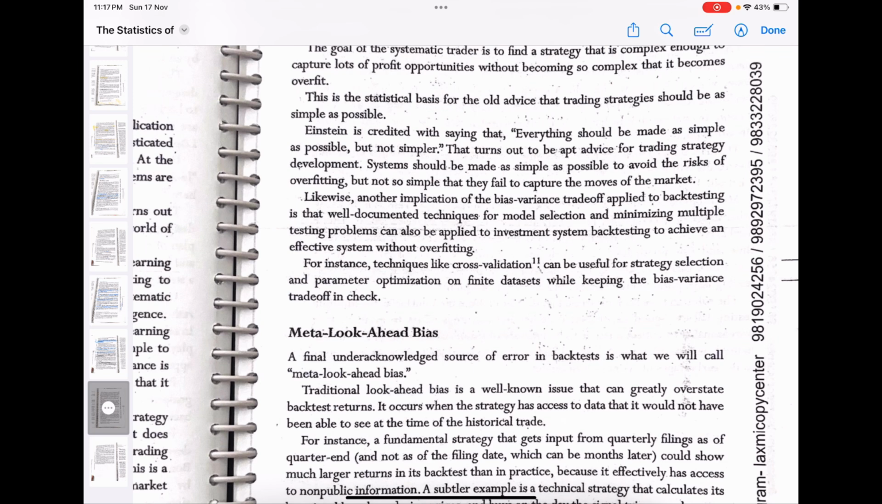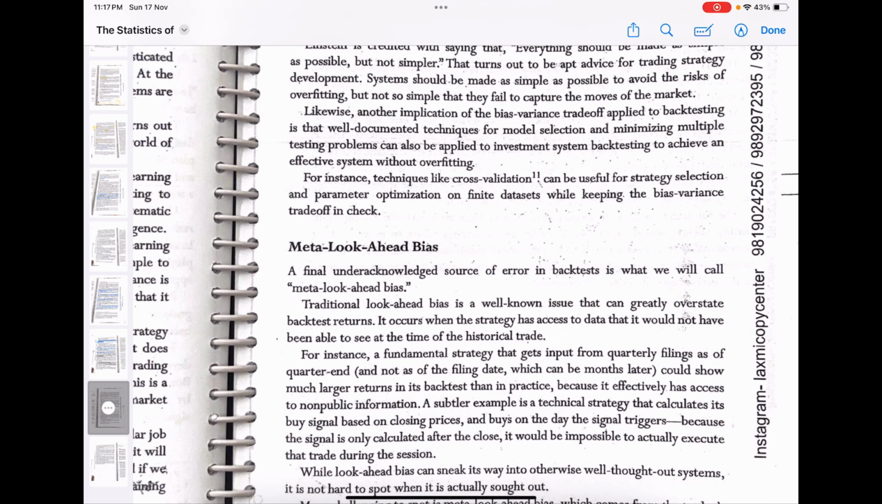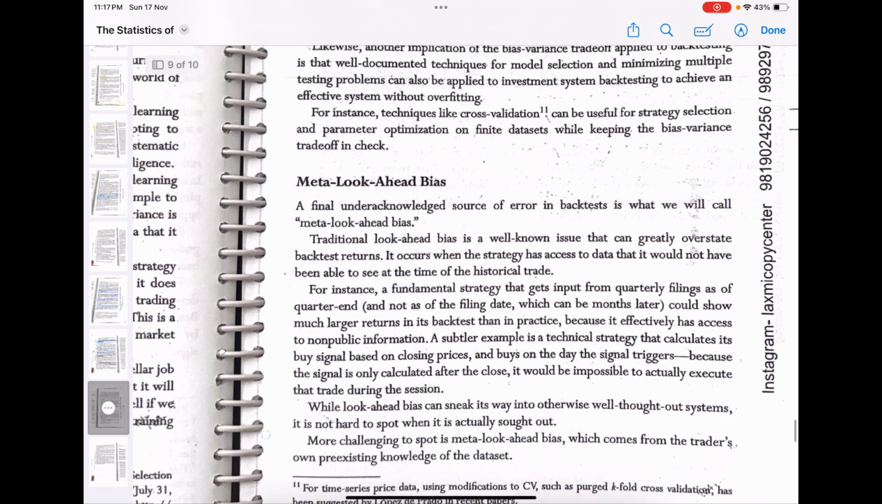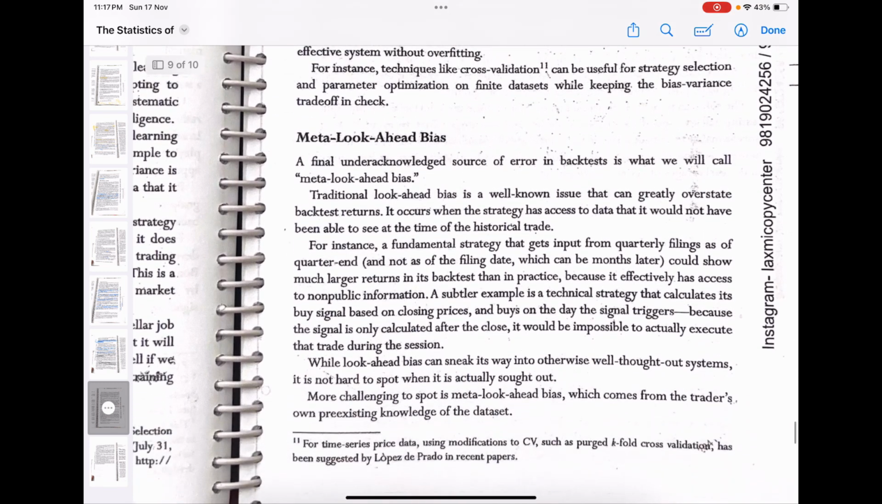That turns out to be apt advice for trading strategy development. Systems should be made as simple as possible to avoid the risks of overfitting, but not so simple that they fail to capture the moves of the market. Likewise, another implication of the bias variance trade off applied to backtesting is that well documented techniques for model selection and minimizing multiple testing problems can also be applied to investment system backtesting to achieve an effective system without overfitting. For instance, techniques like cross validation can be useful for strategy selection and parameter optimization on finite data sets while keeping the bias variance trade off in check.